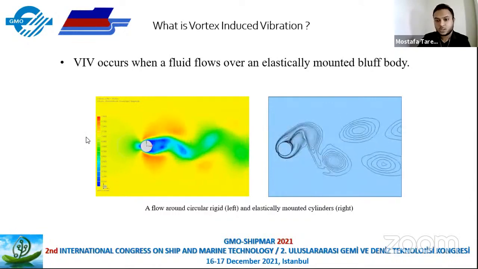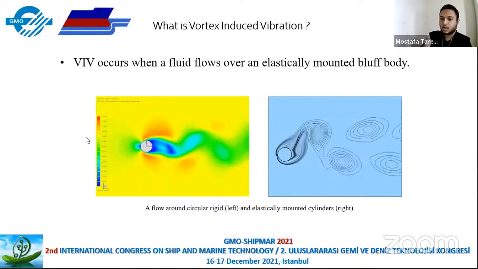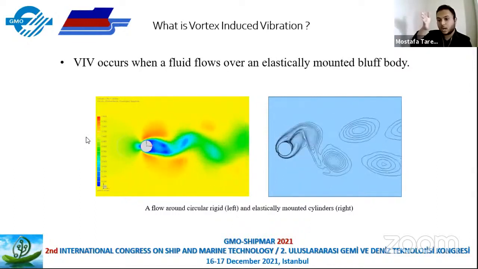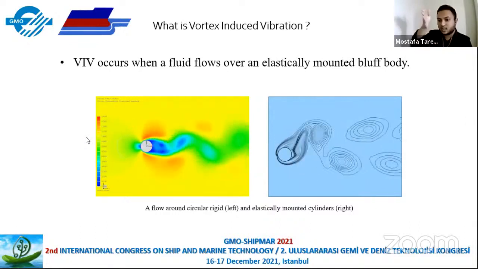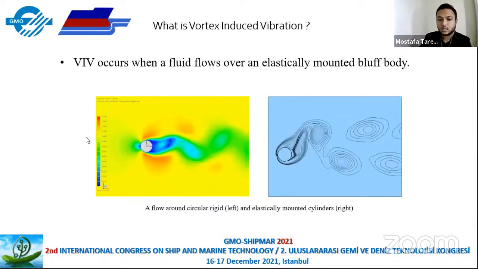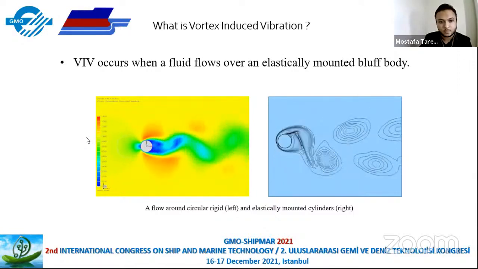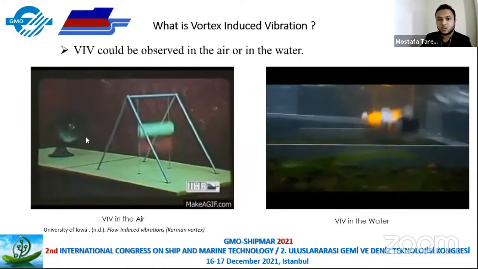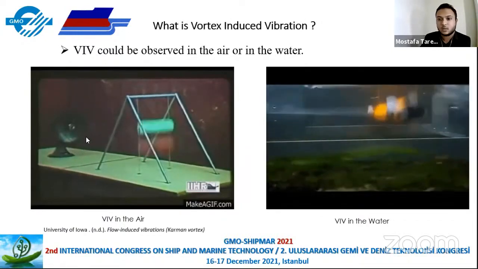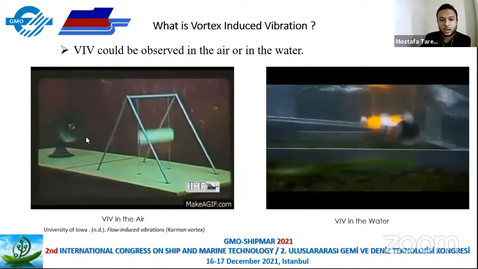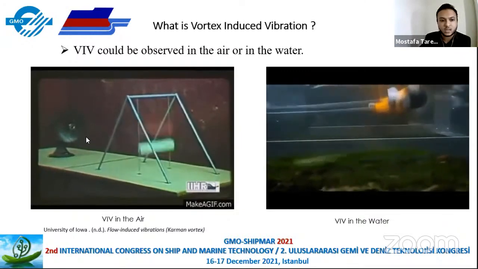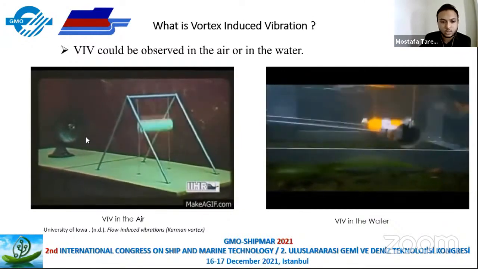Basically, when we have vortex-induced vibration, we expect the cylinder or the bluff body to move perpendicular to the flow. We will see the cylinder moving up and down, and that would create a vibration on the cylinder. After that, we would see some vortex formation after the cylinder. As I told you earlier, we can see vortex-induced vibration both in air and in water. Here is an example of air, and that is an example of water.